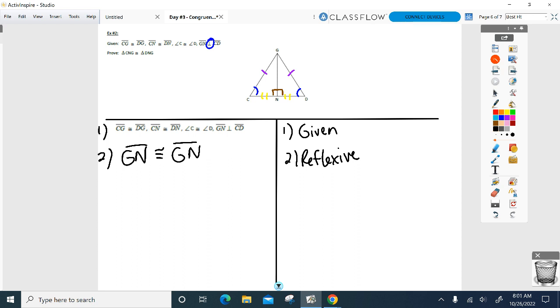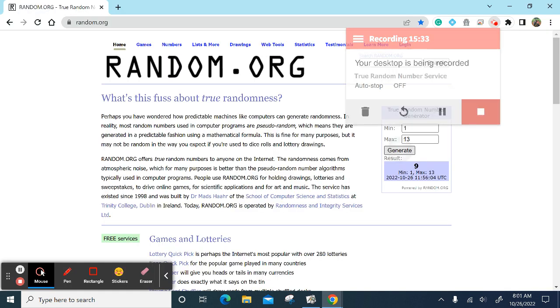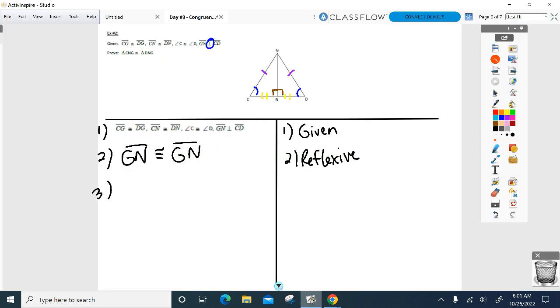All right, let's go angles now. The only pair of angles I have congruent are C and D. I need other pairs of angles congruent. Name another pair of angles you already know are congruent up here. We marked them, but we never said anything about them. It's GNC and GND, the right angles, right?